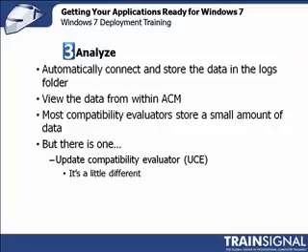Step 3 is to analyze and find out, is there anything I need to fix? So, when you ran that DCP, the client automatically connected and stored the data in that logs folder. You can view the data from within the Application Compatibility Manager. And most of those compatibility evaluators just store a little teeny tiny bit of data about each one of the client machines. But there's one that stores about 5 to 6 times the amount of data that all the others combined do. And that's the Update Compatibility Evaluator, or UCE. This guy's a little bit different.